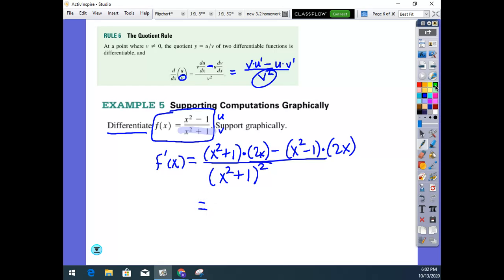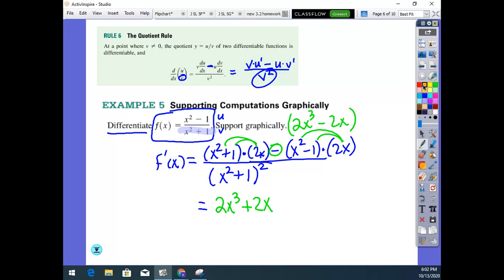So the first thing we're going to do is distribute the 2x back. 2x to the third plus 2x. Here's where people make careless mistakes. We have to distribute the 2x back and we have to subtract. So if we distribute this, 2x times x squared is 2x to the third minus 2x.